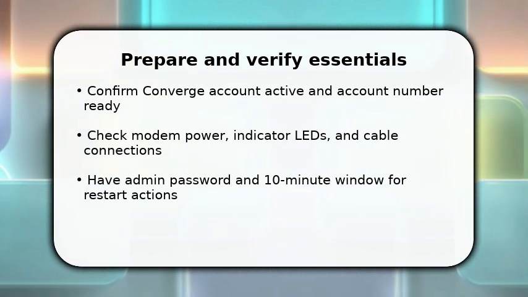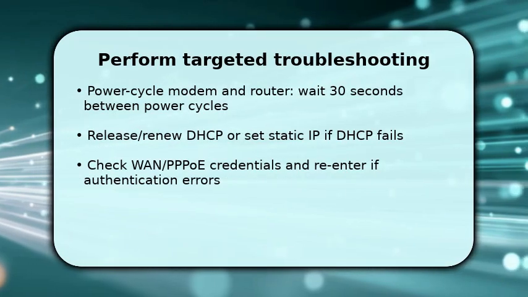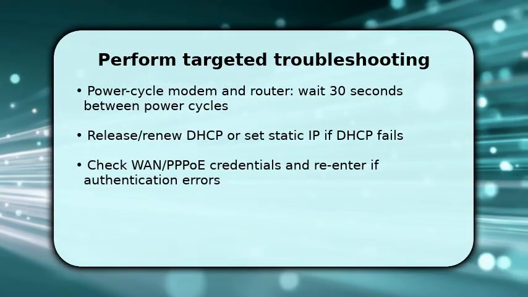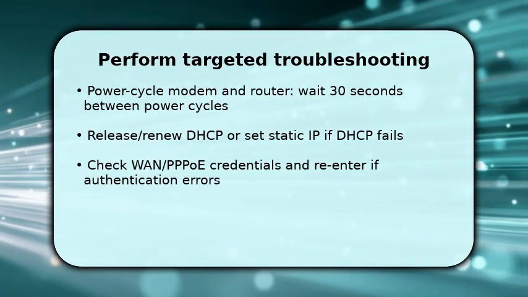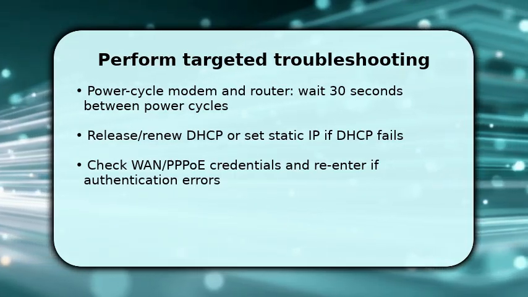Power cycle the modem, wait 30 seconds, then power the router. This clears transient faults. If the router still lacks an IP, release and renew DHCP on your device or assign a temporary static IP to test connectivity.